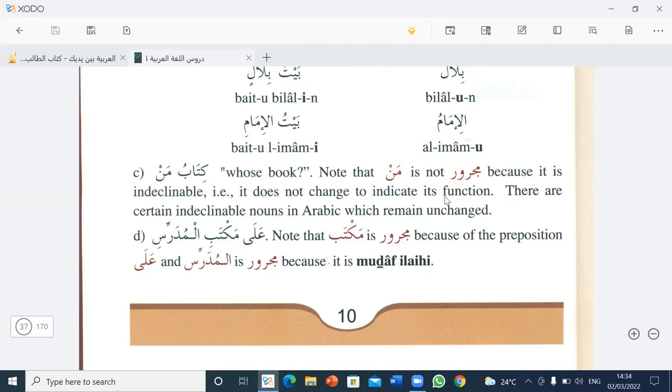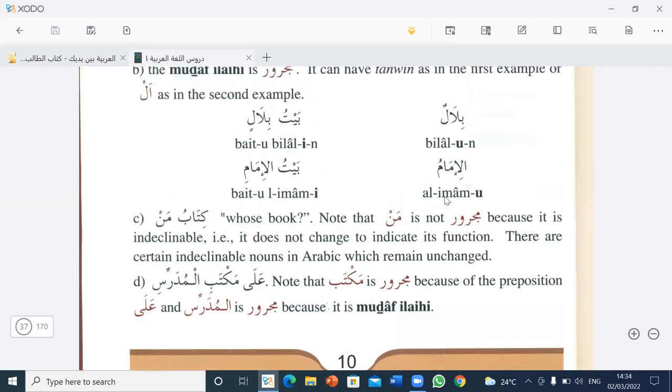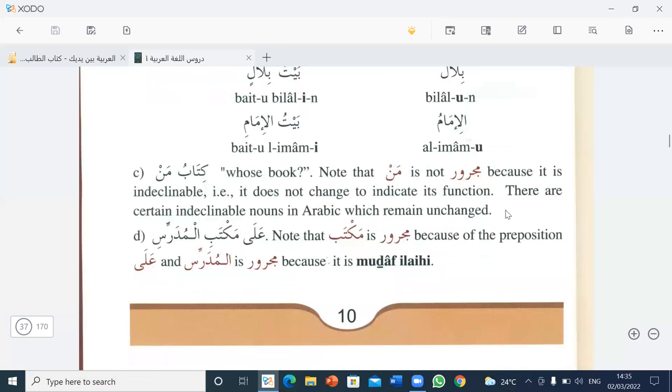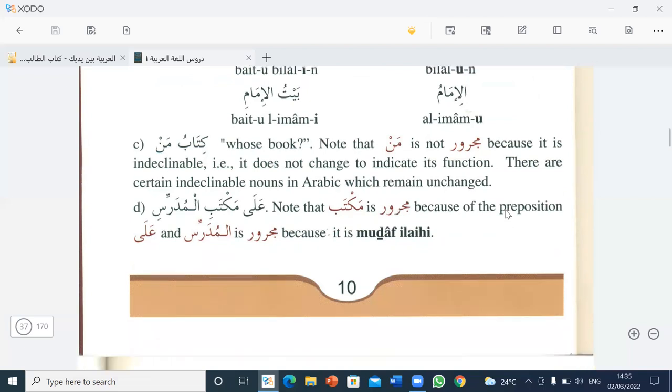I want to understand what is majrur, teacher? You have not learned majrur in the first classes? I learned before. Just want to read, teacher. What is majrur? Majrur is words that come after a preposition, and that means the word will always end with a kasra. Okay, thank you, Alvia. If you memorize it in that way, it will become easy for you, inshallah.